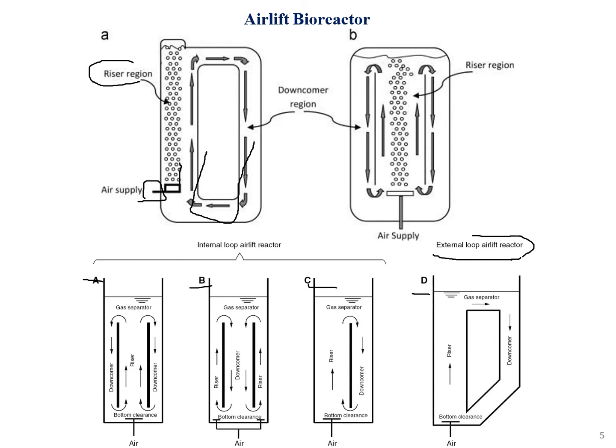There is also an external loop airlift reactor, in which air is supplied by some medium, which is not similar to the internal one, where we have a downcomer. It is a different sort of diagram. As you can see, these are not the same. There are two shafts here, and there is no shaft here. There's a big section here, and around this the fluid revolves.